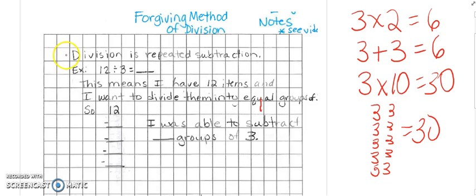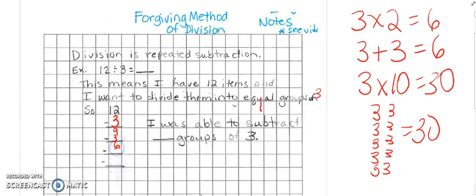So on your note sheet, this is where I want you to start filling in. Division is repeated subtraction. We're going to do this example. If I have 12 of some item and I want to divide them into groups of 3, I will need to divide. So this means I have 12 items and I want to divide them into equal groups of 3. So let's just say I did want to subtract that. I could say, well, in my first group I had 12 and I gave out 3. Then that left me with 9, and I'd taken out another 3.